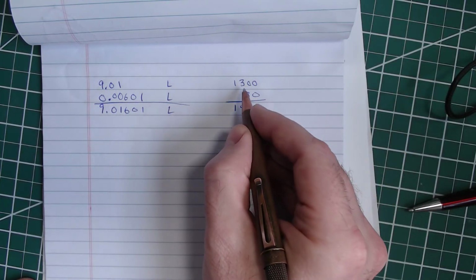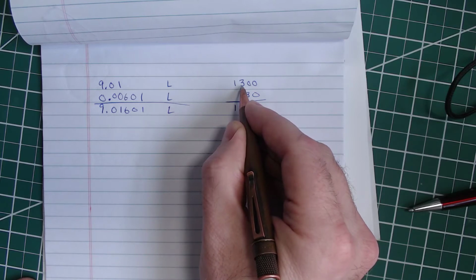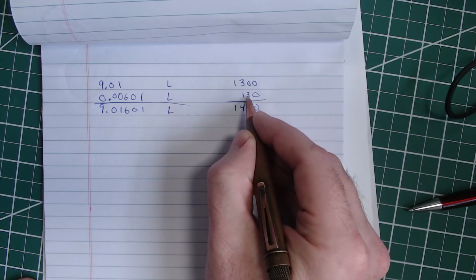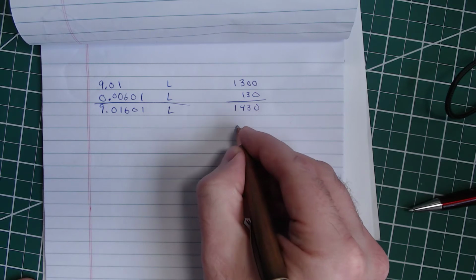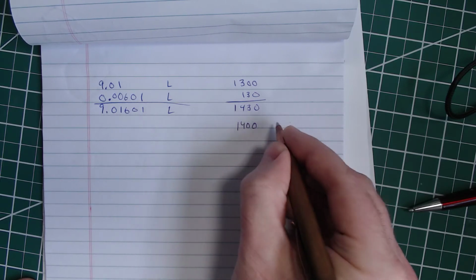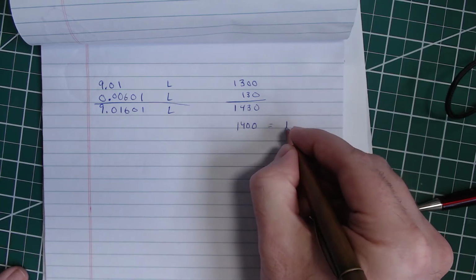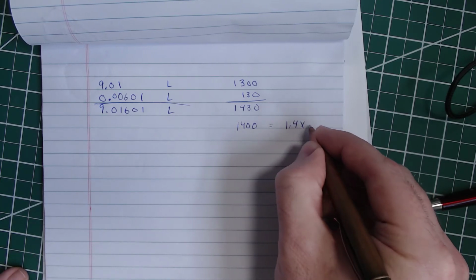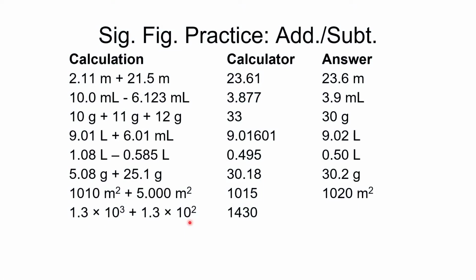Well, now let's go back and look. Our last significant figure in that 1.3 times 10 to the third is in the hundreds place, and the last sig fig here is in the tens place. So the one of those that is the least to the right is the hundreds place. So we're going to round that to 1400. Now, of course, we can rewrite 1400 if we want to put this back in scientific notation as 1.4 times 10 to the 3. And so now when we go back, we'll get 1.4 times 10 to the 3.